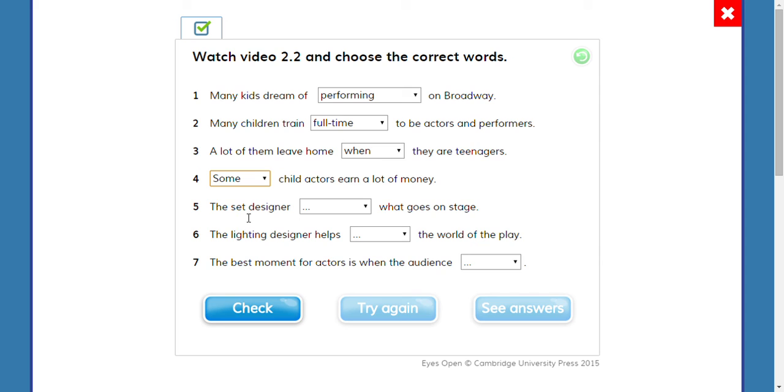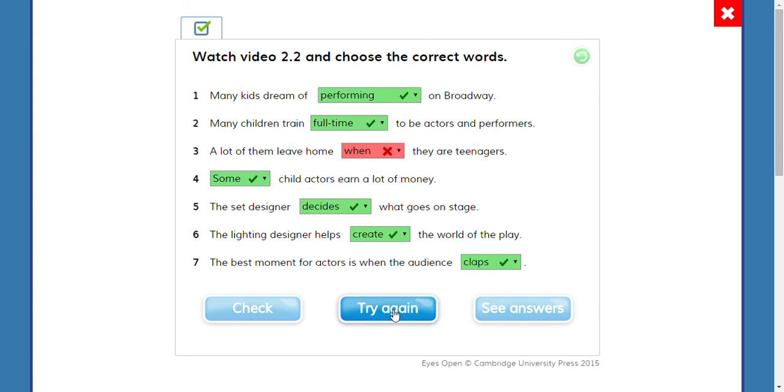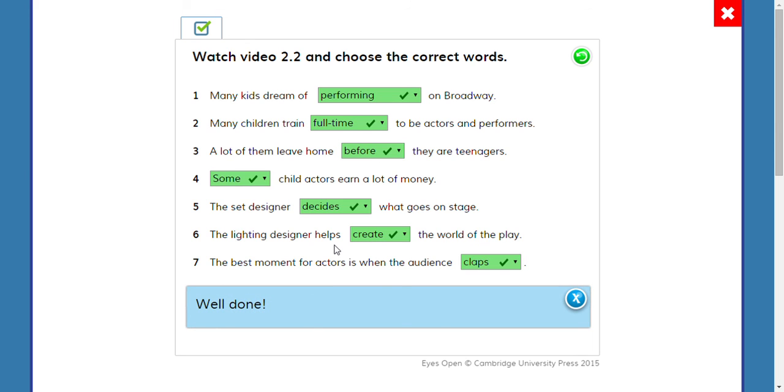Some. Uh-huh. The set designer decides what goes on stage. Decides. The lighting designer helps create the world of the play. Invent or create? Create, okay. The best moment for actors is when the audience claps or laughs. Claps. Okay, we're guessing. We saw the video, as I saw the video also, but I try to remember. 1, 2, 3. Aha, only one mistake. So, before. Okay, class, that is the idea.